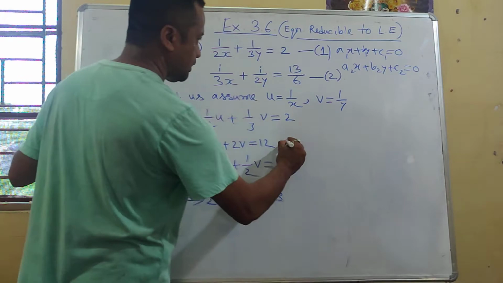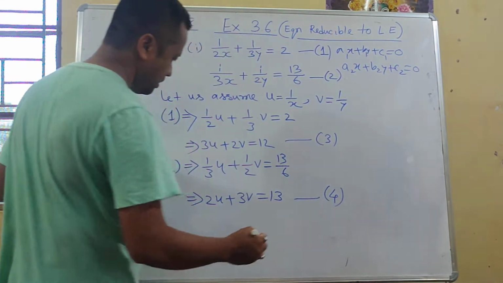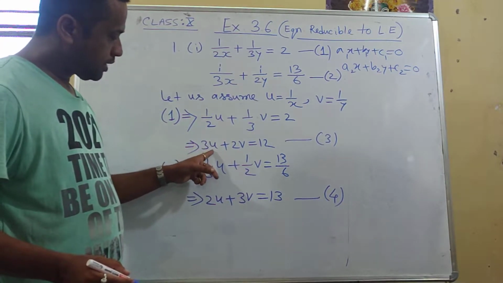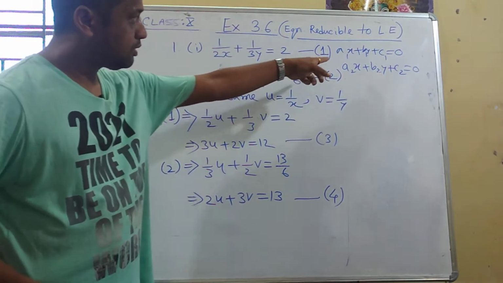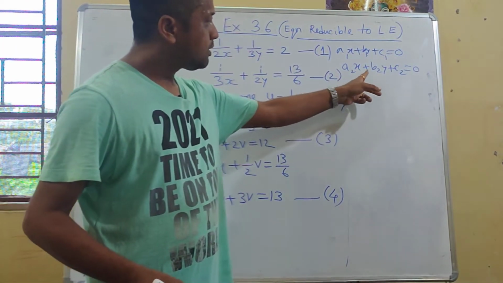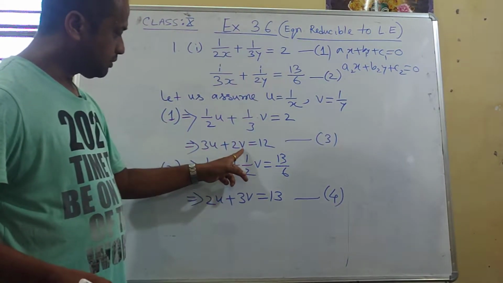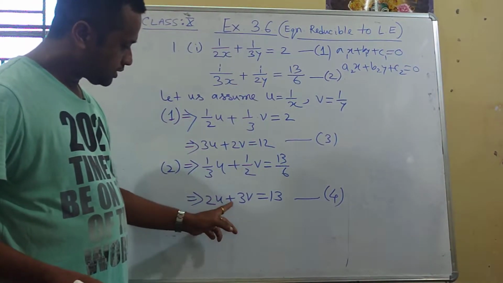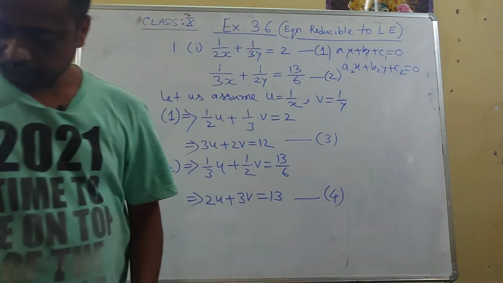Now mark this as equation number 3 and this as equation number 4. 3 and 4 become a pair of standard linear equations in the form a1x plus b1y plus c1 is equal to 0, a2x plus b2y plus c2 is equal to 0, where here x is u and y is v: 3u plus 2v is equal to 12 and 2u plus 3v is equal to 13. So this can be solved by any method.